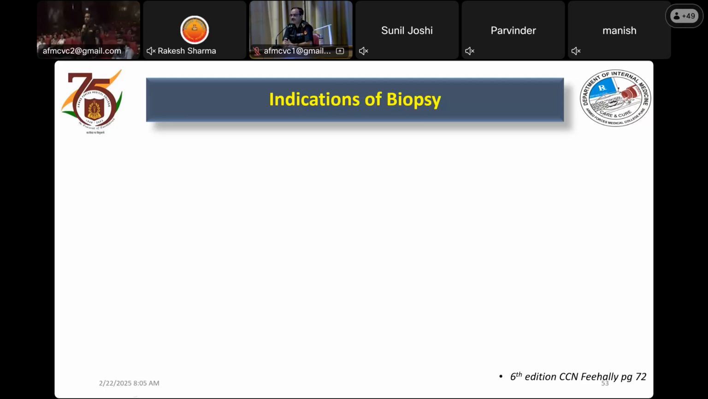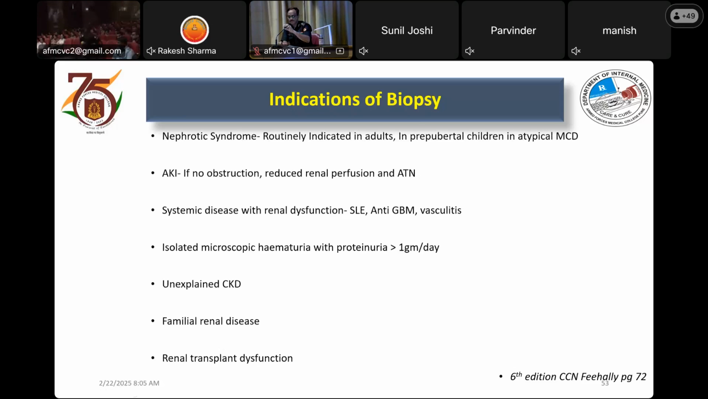Any renal neoplasm we don't do, as it may be vascular and may bleed. Shrunken kidneys, what? 9 to 12 is normal size, but if it is around 8, we still go ahead. Now I would like to call my pathology colleague to discuss the biopsy findings.